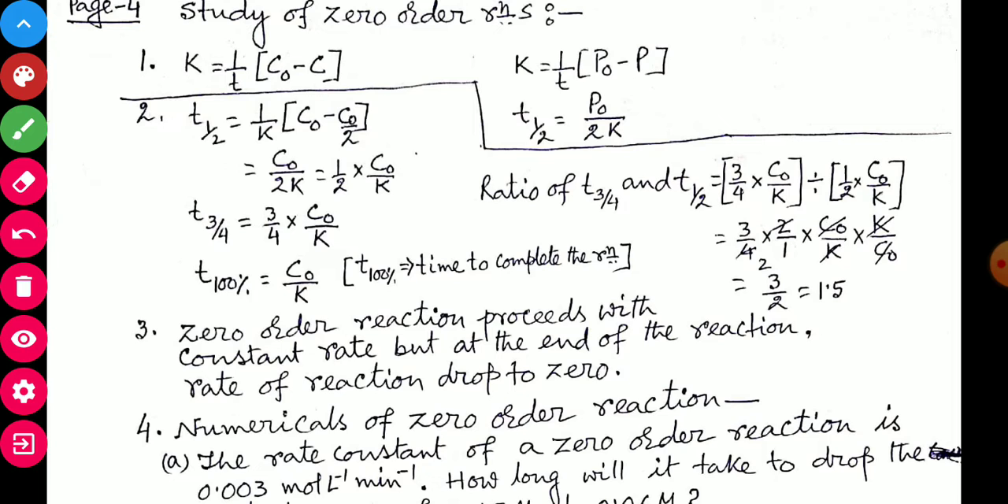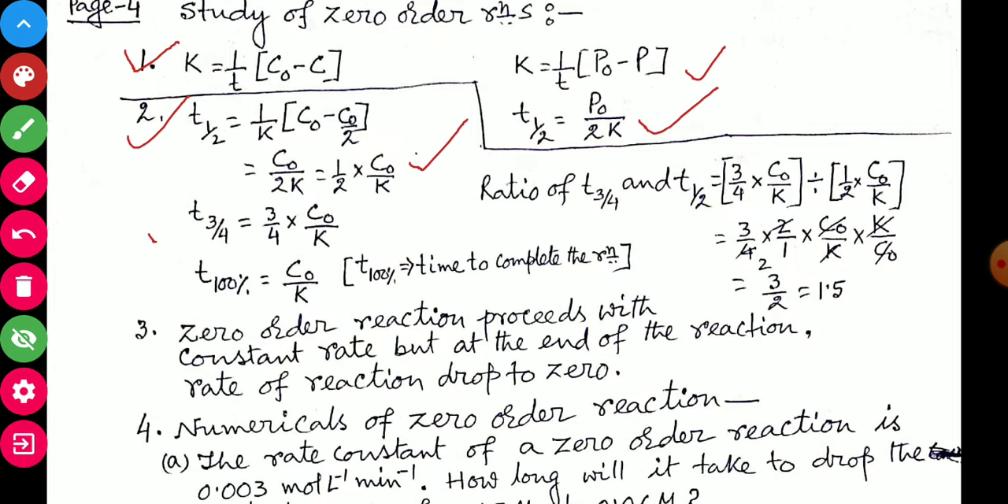Study of zero order reactions, critical study. Point number 1: for concentration of reactants in solution, k = (1/t)(C₀ − C). For gaseous reaction, k = (1/t)(P₀ − P). Point 2: t½ = (C₀ − C₀/2)/k = C₀/2k. For gaseous reaction, t½ = P₀/2k.